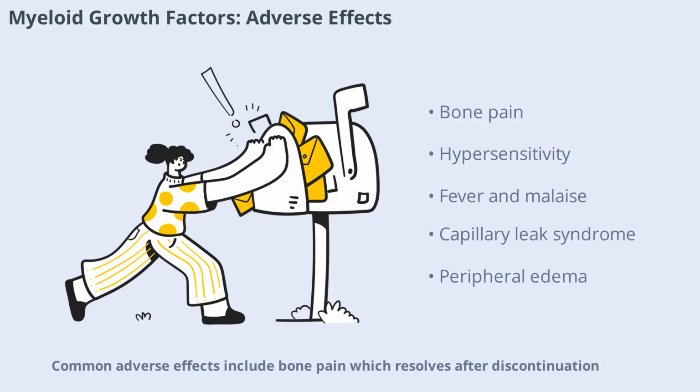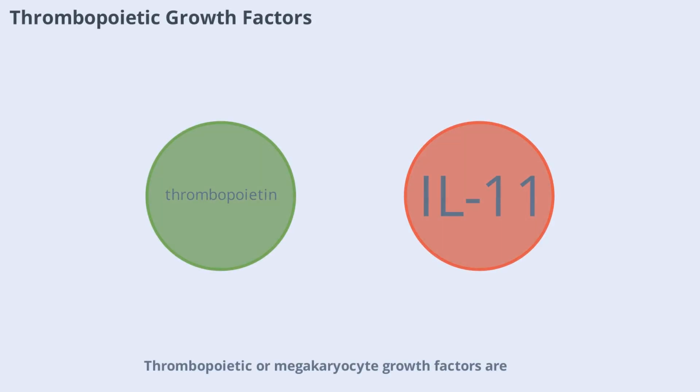Common adverse effects include bone pain, which resolves after discontinuation, and hypersensitivity reactions in patients with allergies to bacterial proteins. GM-CSF, especially at higher doses, can cause bone pain, fever, malaise, arthralgias, myalgias, and capillary leak syndrome, leading to peripheral edema and effusions. Thrombopoietic or megakaryocyte growth factors are endogenous compounds that stimulate platelet production.